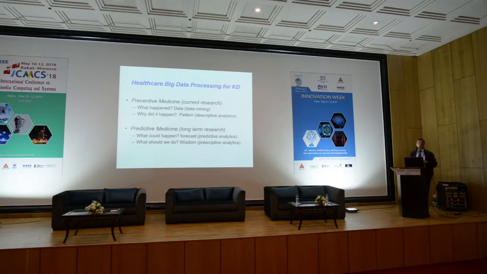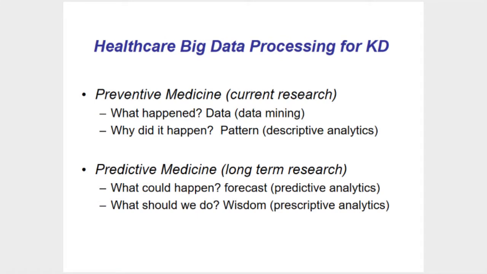And it's about what happened. So if there is a pandemic of a disease, you want to understand what happened. You collect the data and analyze it to understand what happened, and here we use data mining techniques. And then you need to answer, why did it happen? How come we couldn't prevent it? And here we're talking about patterns and the descriptive analytics techniques that we use.